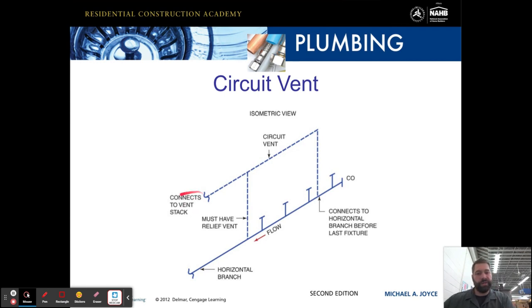So we can see here, this is where it's going to connect to the vent stack. This here is your circuit vent because it goes from here down. And this connects to a horizontal branch before the last fixture. So here's our last fixture before the clean out. And here we have our horizontal branch. And these can be whatever fixtures that we want. This must have a relief vent. And you can see as you come down, this hooks up with your horizontal branch.